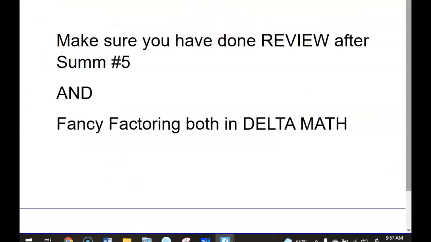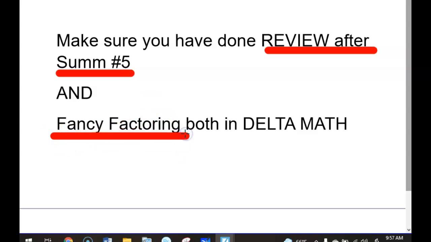All right, again, the assignment that you need to be working on, just because I wanted it part of the recording, is to make sure you have done the review after summative 5, which is in Delta Math, and then the fancy factoring assignment that's in Delta Math. And if you're up to date, you maybe will have almost no homework this weekend, right? For math?